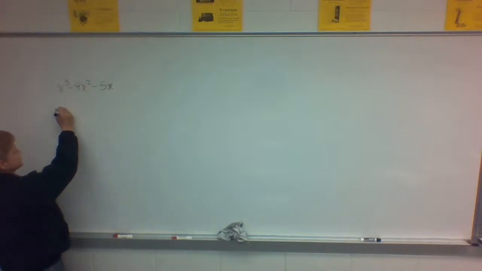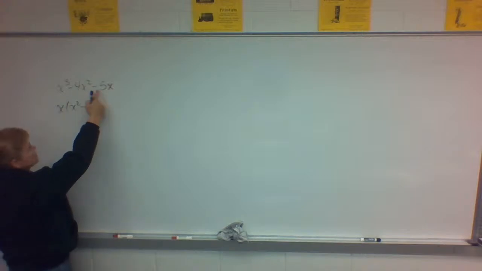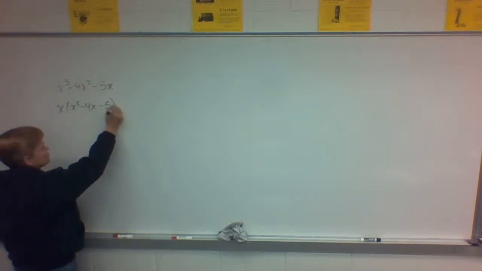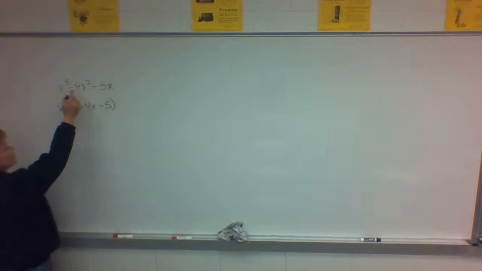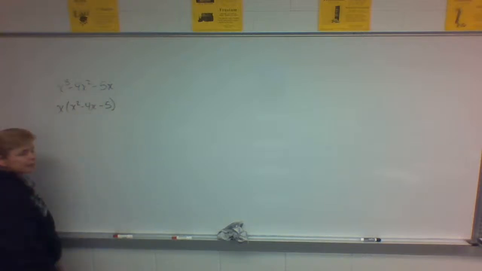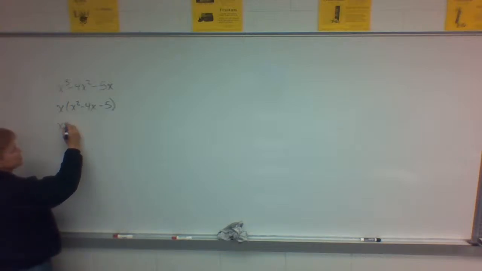We need to yank an x out of there, and that will leave us x squared in this term, negative 4x in this term, and negative 5 in this term. Anybody have any trouble with that? Okay, so now when we took the x out, what remained was a quadratic. And so you use your quadratic factoring skills to finish it.